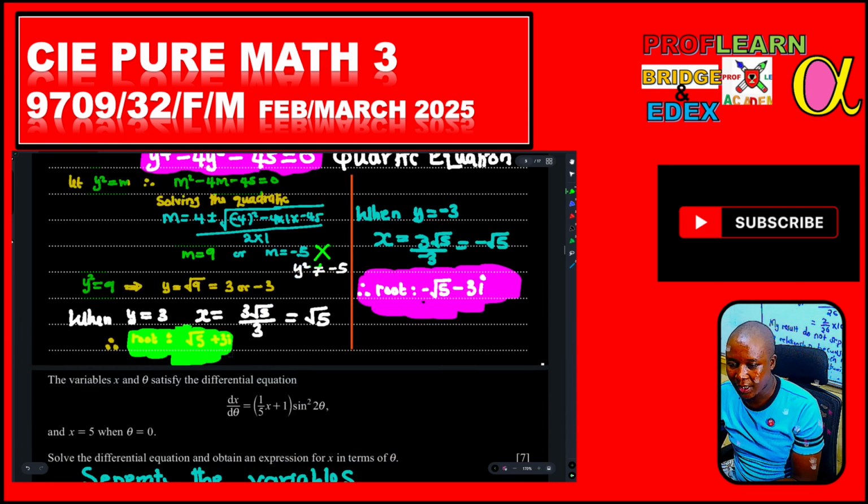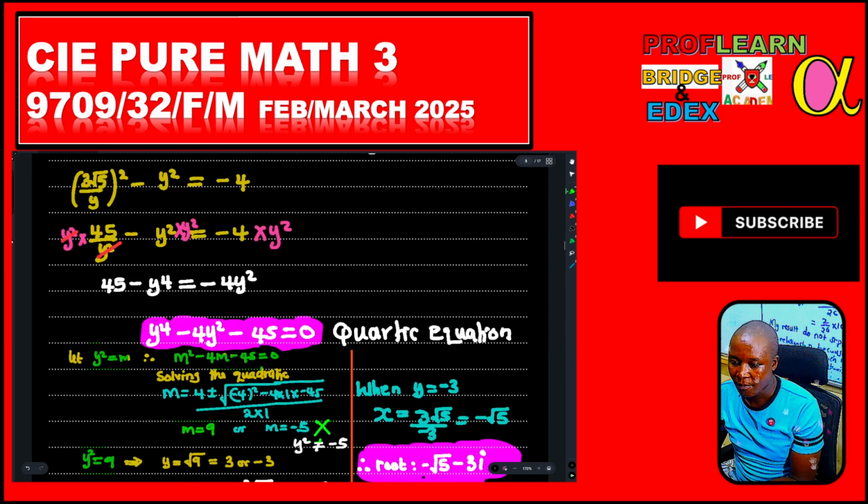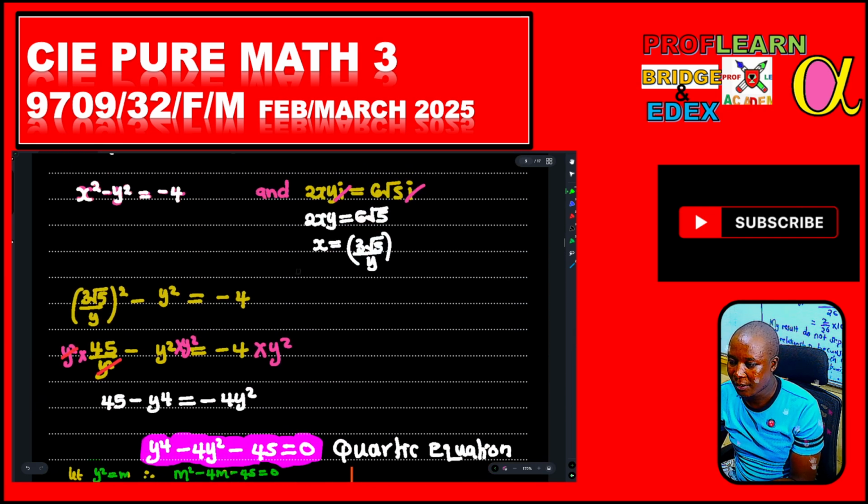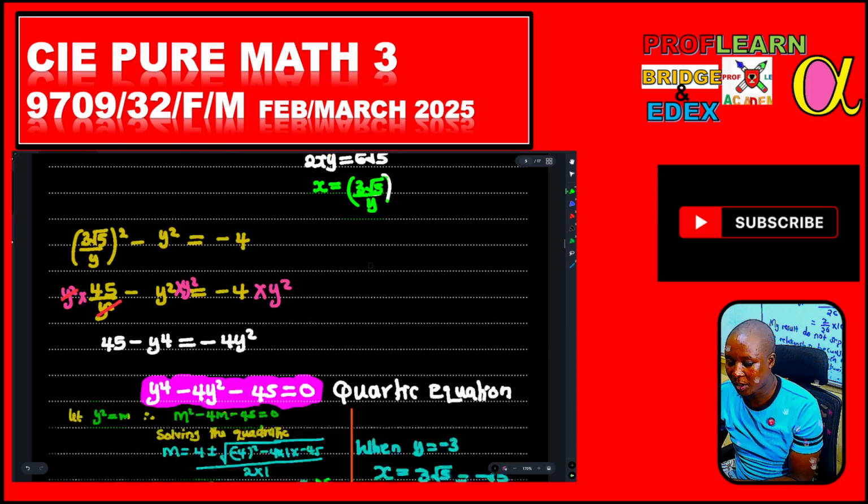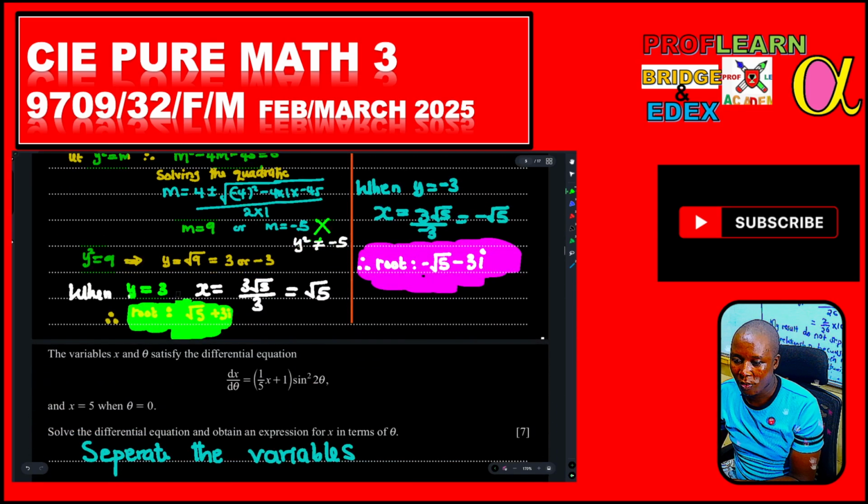Now upon doing that, we can find the value of x. When y is 3, what is the value of x? Because remember, we had said let our x be equal to 3 root 5 over y. So where you have y equals 3, you shall substitute here. When you have y equals to negative 3, we are going to substitute there, and then we shall have our first value of x is going to be root 5, and the second value, let me just go back.